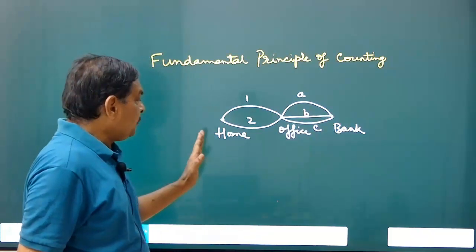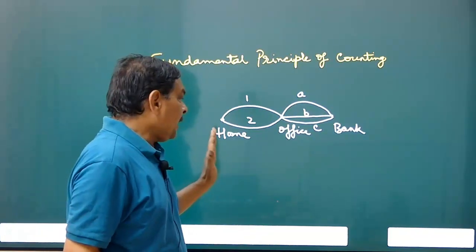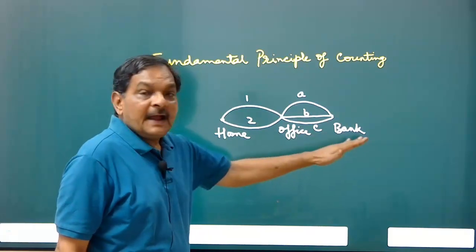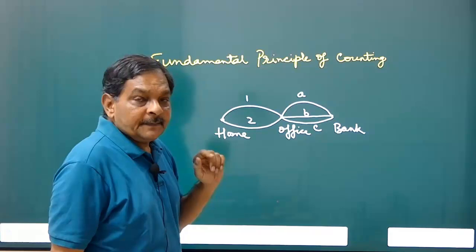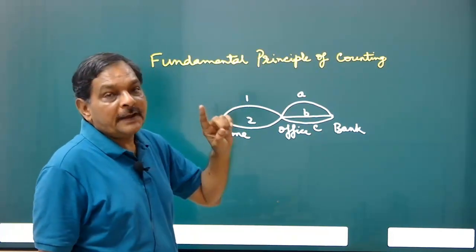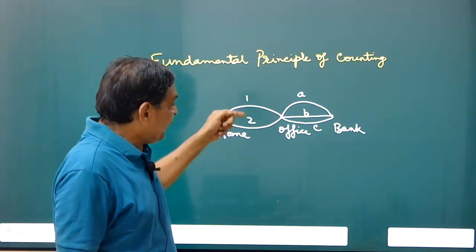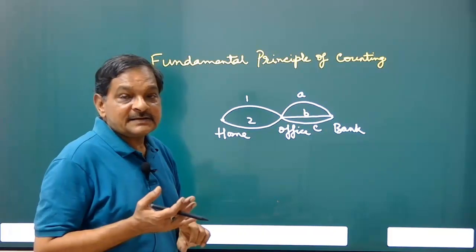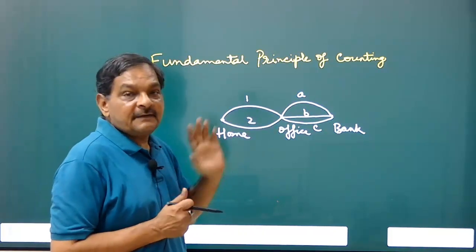Now if I am to find in how many ways I can go from home to office and from office to bank, then should I add these activities or should I multiply? Two ways are there and three ways are there. Means either the answer will be 5 or the answer will be 6.